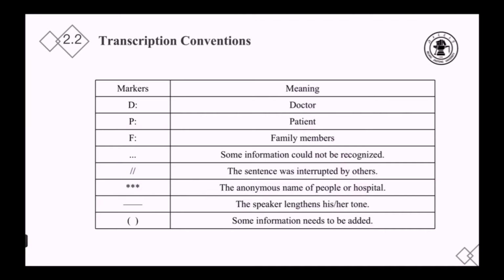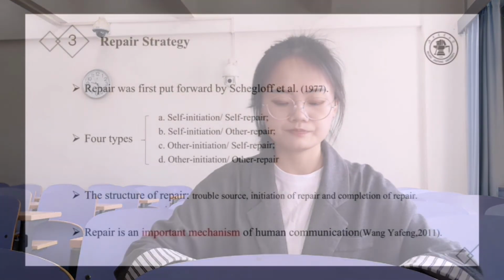And here are the transcription conventions, some markers I have used in the process of my transcription, and the red line are the meaning these markers bear in this study. Next is the third part. In this part, I'm going to give you a brief introduction about repair. I will introduce it from its definition, its types, its structure. I will mainly introduce it from these 3 aspects.